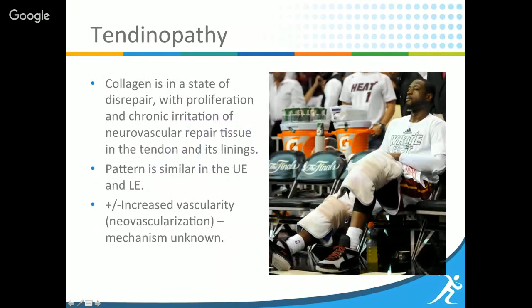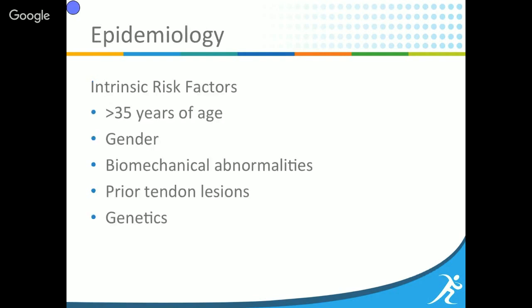So in tendinopathy, the collagen is in a state of disrepair. It's not healing itself correctly. The tissue repair response is altered, and the tendon realigns itself in abnormal orientation. The pattern is similar whether it's in the upper extremity or lower extremity, it doesn't really matter. And then again, there may or may not be hyperemia or neovascularization. The reason why there is neovascularization, we're really not quite sure. It's just something that we notice under ultrasound guidance.